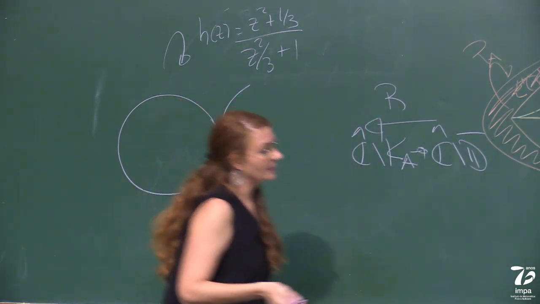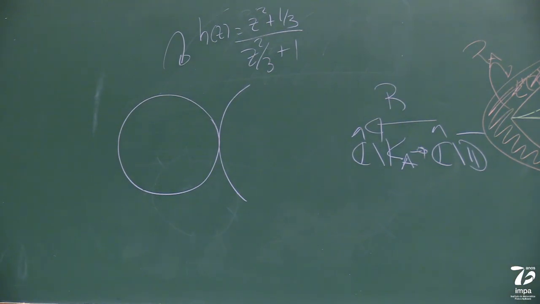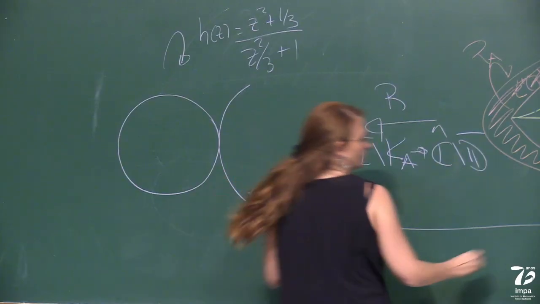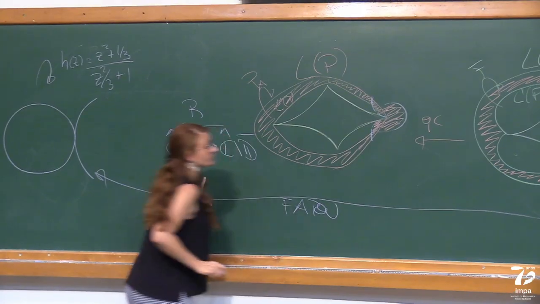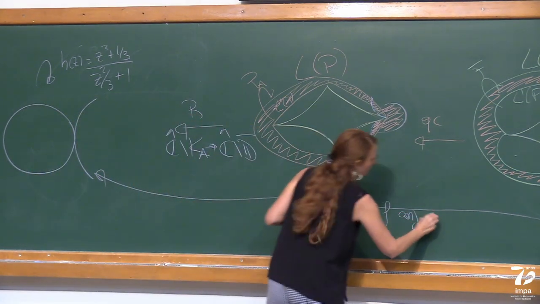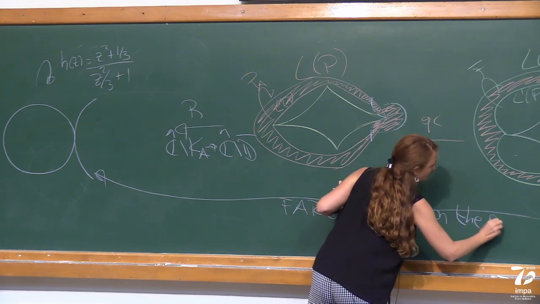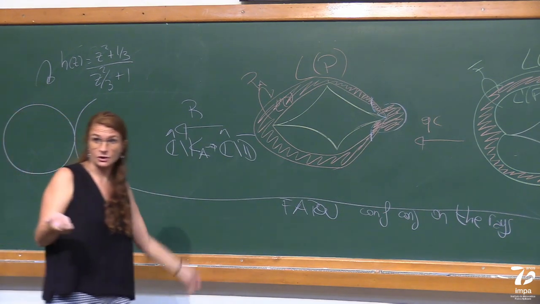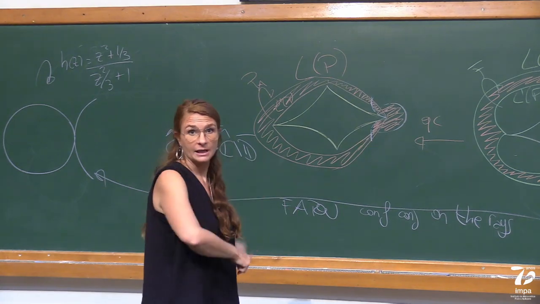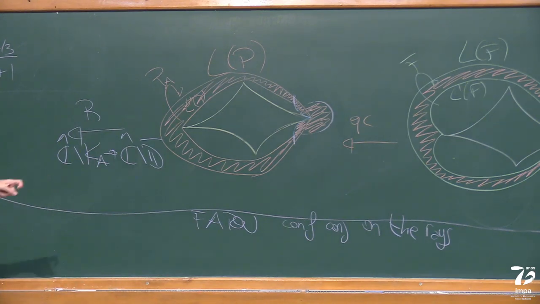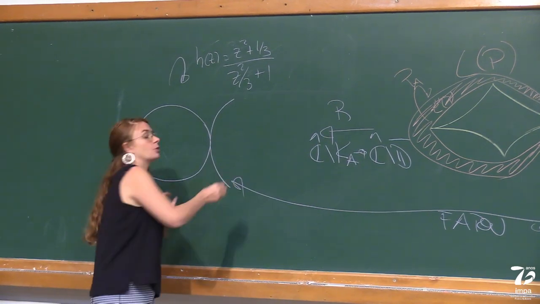So my Fatou coordinate gives a conformal conjugacy on the arcs. Now, using the estimates that Shishikura did about the asymptotics of Fatou coordinates, one can show that this conformal conjugacy extends to a quasi-symmetric conjugacy to the whole arcs, so including the parabolic fixed point.